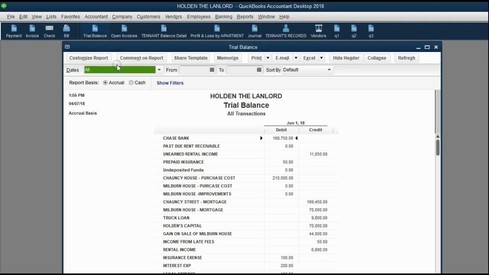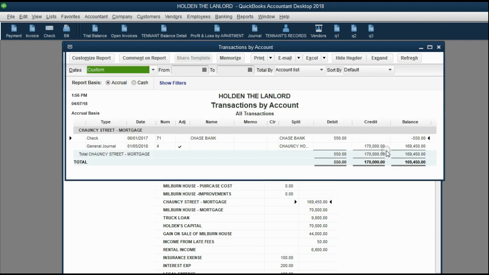So we click here to open it, and you can see Chase Bank has gone down by $1,000 because that's the account we paid from. What else changed? Well, the mortgage, the Chauncey Street mortgage that we're looking at here, if we double click, we can see that the amount of the mortgage originally was $170,000, but because we made a payment of $550, remember it was that $550 that actually decreased the balance from $170,000 to $169,450, because only $550 out of the $1,000 payment reduced the balance of the mortgage that we owed.